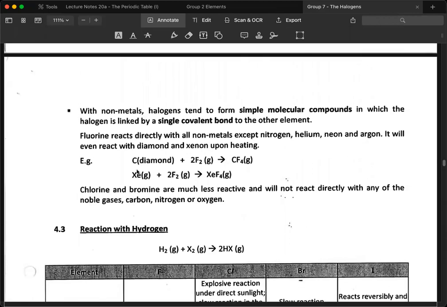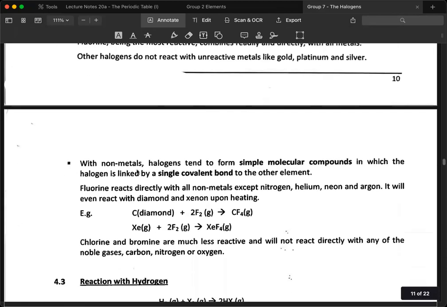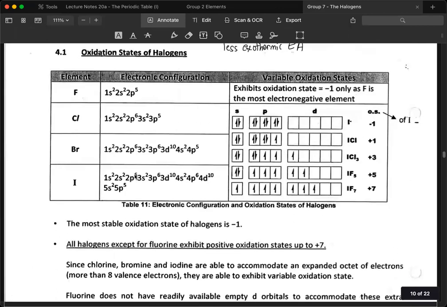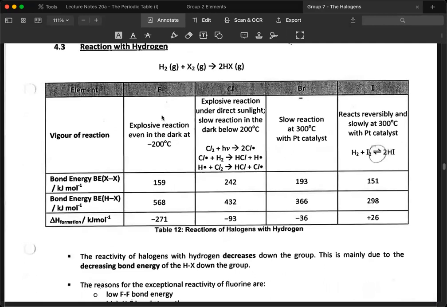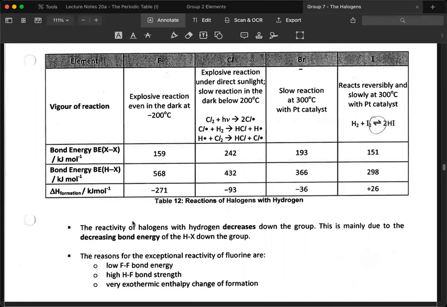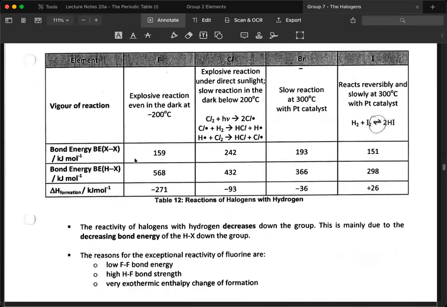So this is the reaction with metals and non-metals. As for the reaction with hydrogen, let's look at the difference. It is very explosive in the dark for fluorine. Chlorine is explosive under sunlight, and bromine is slow. You can see the reaction rate decreases. The reactivity of halogens decreases down the group, mainly due to the decreasing bond energy, except for fluorine. Don't worry about fluorine; fluorine is always very special.